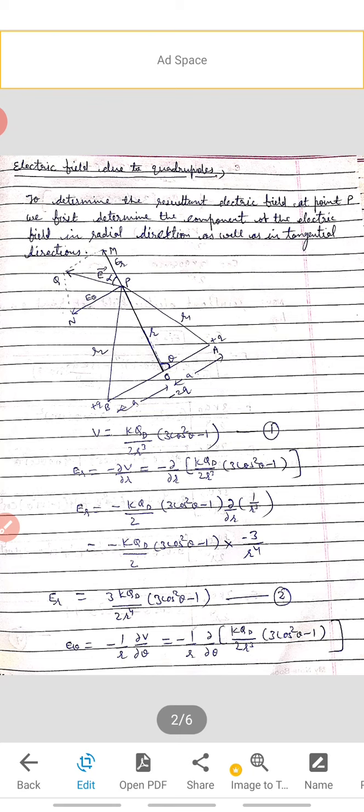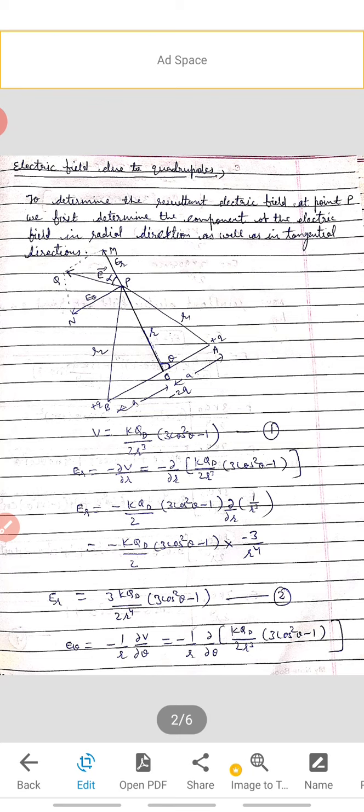Now, to determine the resultant electric field at point P, we first determine the component of the electric field in the radial direction as well as in the tangential direction. Now, the electric potential V due to an electric quadrupole is equal to KQD divided by 2R cube into (3 cos square theta minus 1).